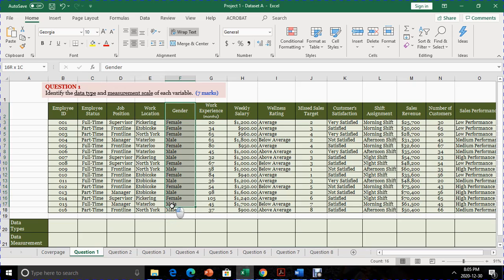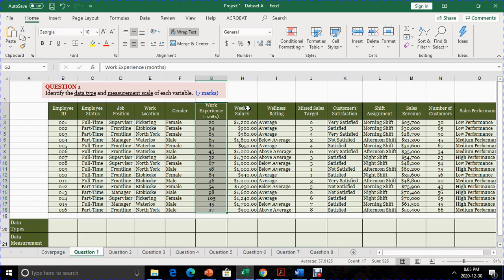The next question deals with the gender, which is whether male or female, followed by the work experience, and this is captured in months, not in years. So how many months they've been working in that particular company.